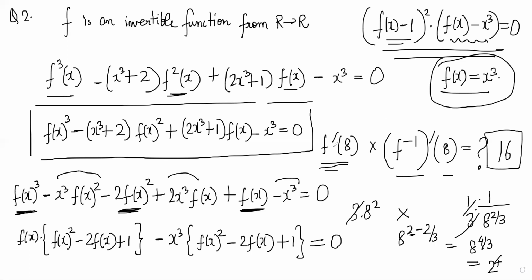If f of x is 1, this whole thing will be 0. So depending on the options, you can select the answer now. So it was a matter of factorizing this expression. If you factorize it, you will get this, and then it is easy.